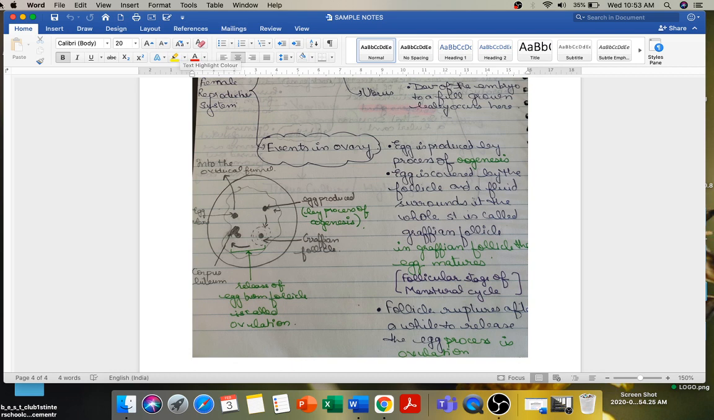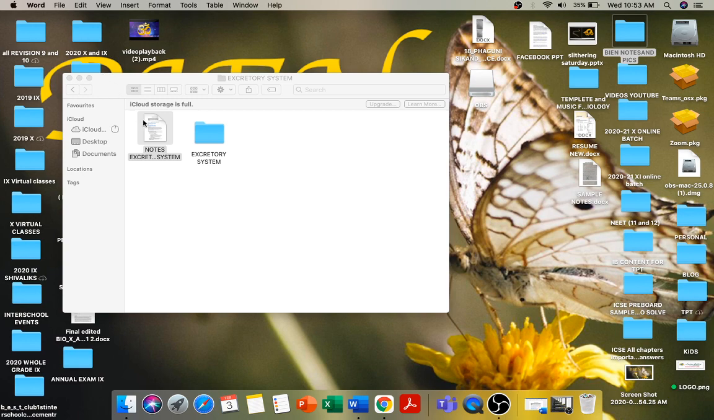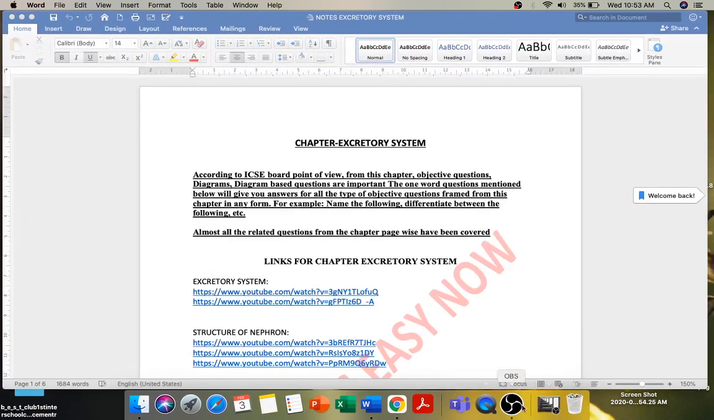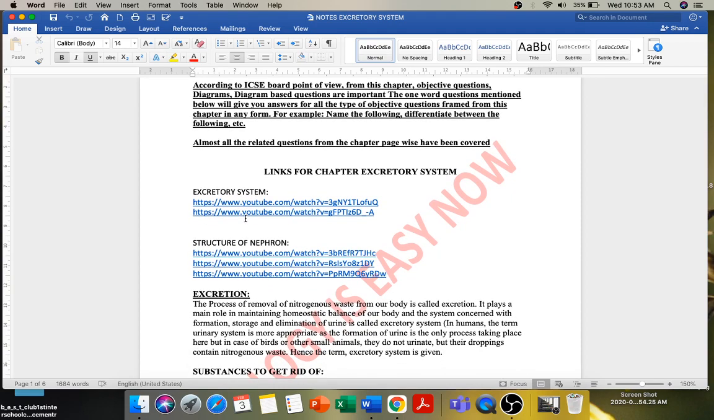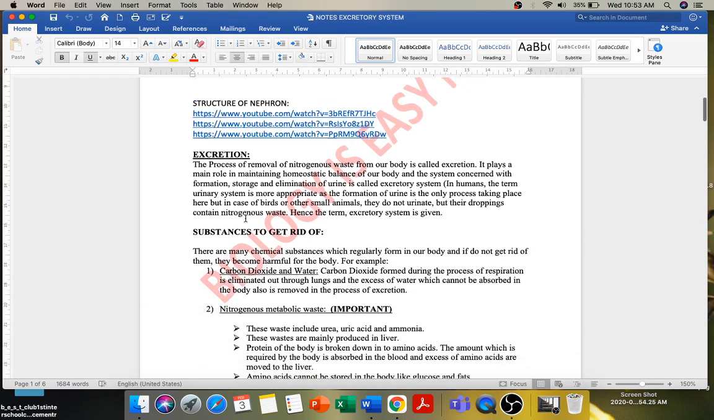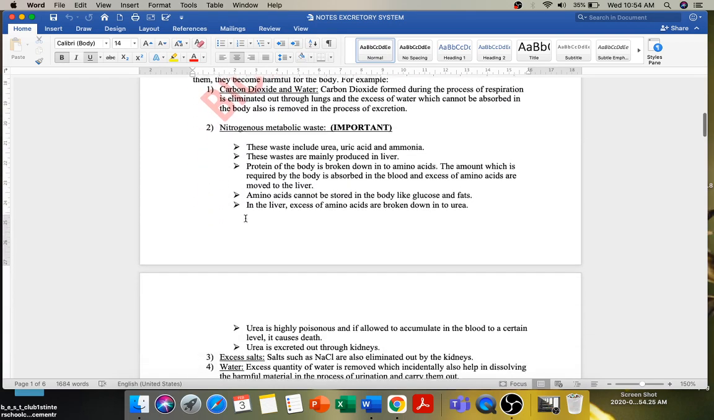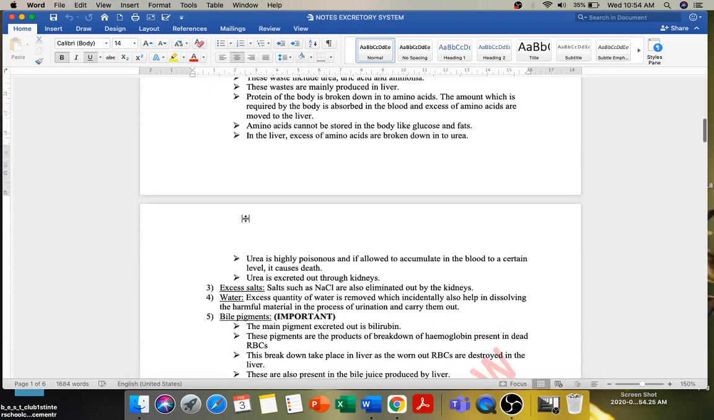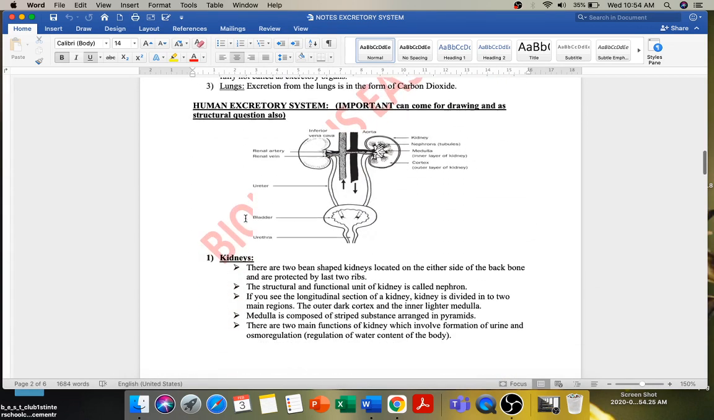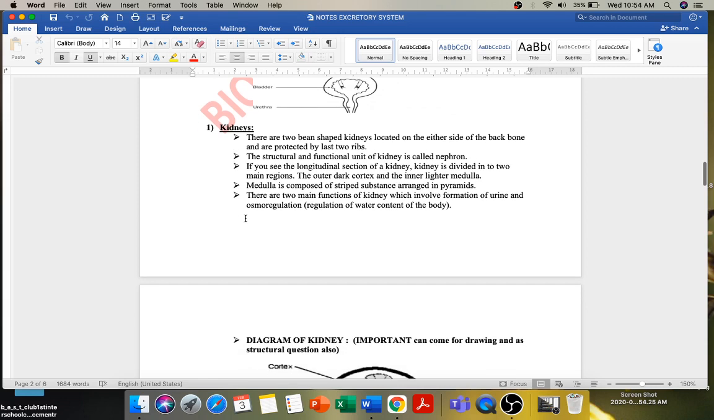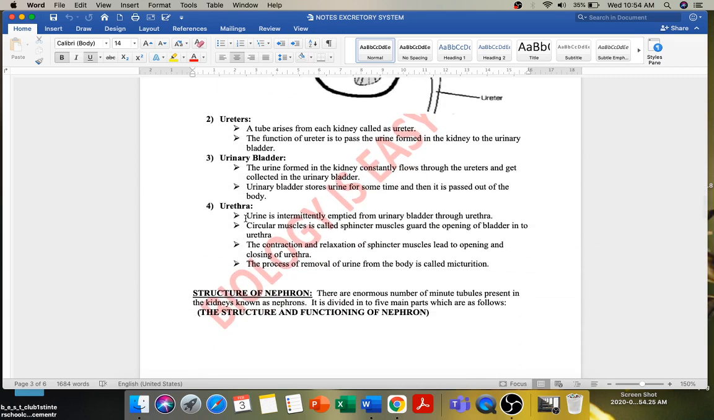I'll quickly show you my own notes. So when you see the notes here which I have prepared, and which the children generally buy from me, you can clearly see that I have given you all the pointers in a sequence with the diagrams, and you get everything at one place. Nothing is missed here. Whatever is important from the board point of view, it's written there.